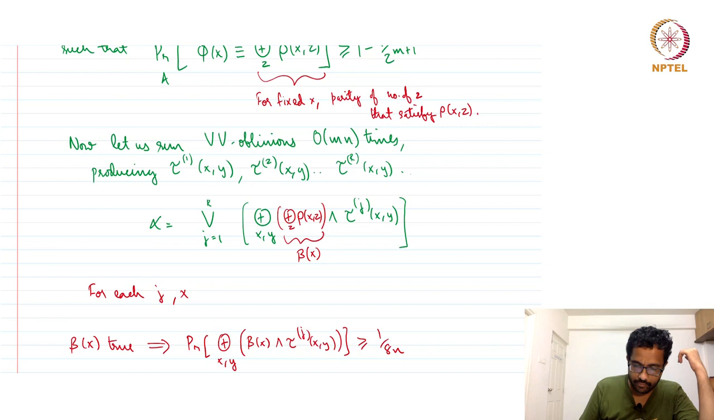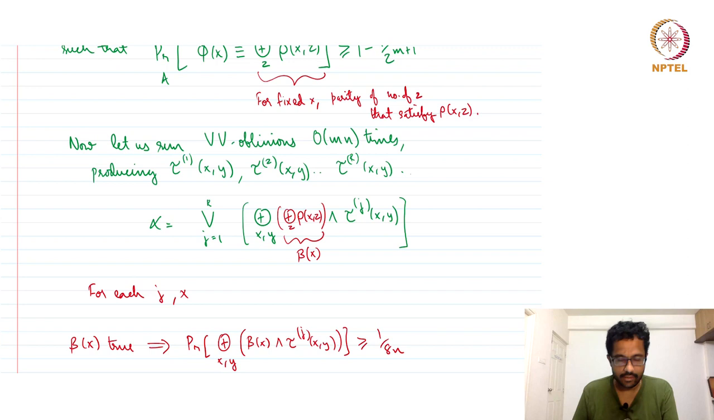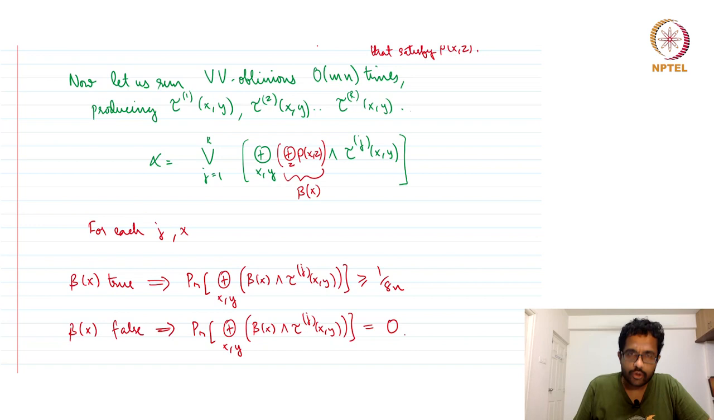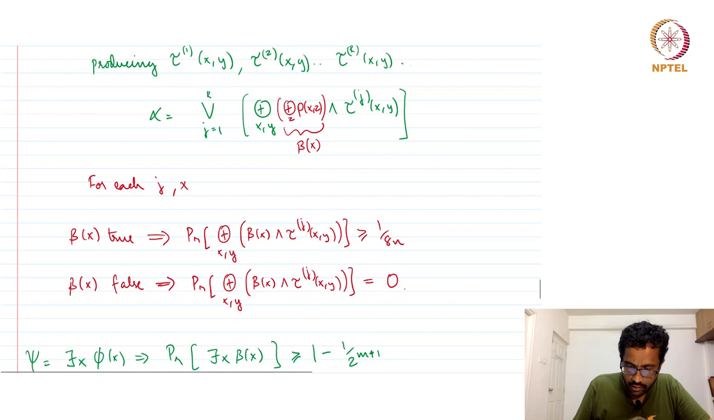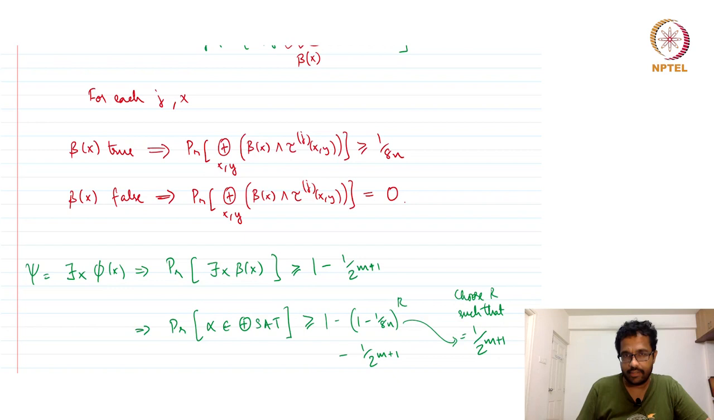We take r instances of Valiant-Vazirani, the tau, and we know that Valiant-Vazirani has a one-sided error, so we can boost the probability of success, right? So we consider the formula alpha, which is the OR of these multiple instantiations of beta and tau j. And we know that for each tau, we have this one-sided error: if beta is true, then there is some probability of it being a yes instance of parity set, and if beta is false, it is not going to be a yes instance of parity set.